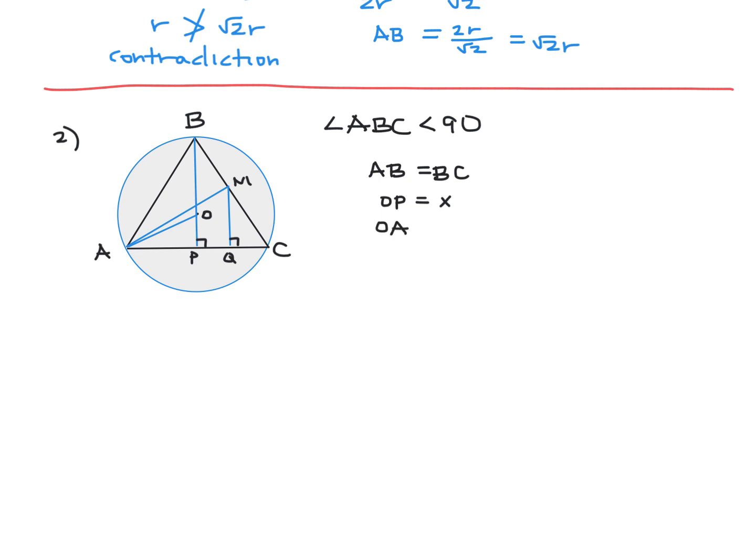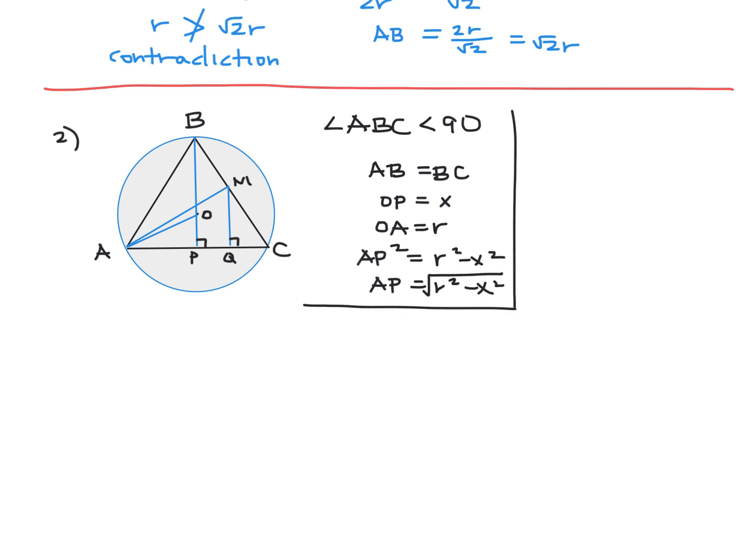So, and they've told us that's R. Okay. So then AP, we can figure out easily with Pythagoras. AP squared would be R squared minus X squared. So then AP would be the square root of that, R squared minus X squared under the square root sign, like that. Okay, so that's the first part.